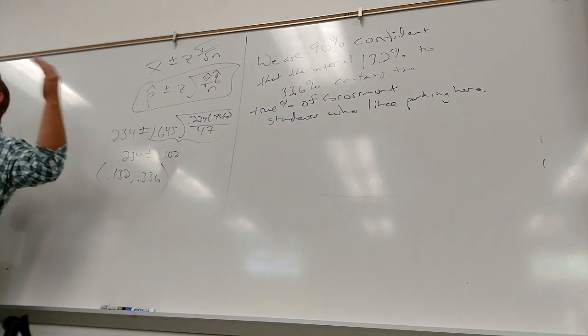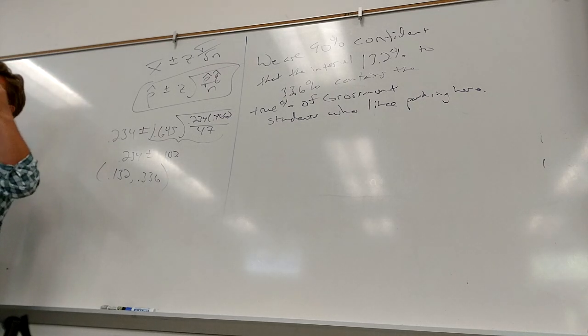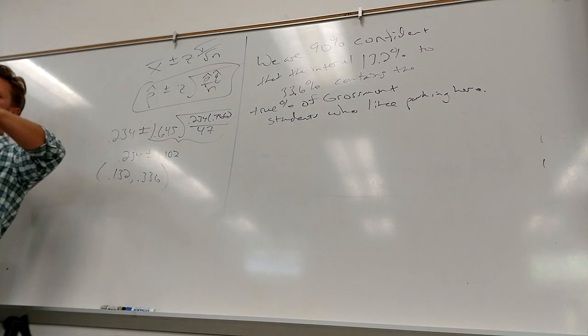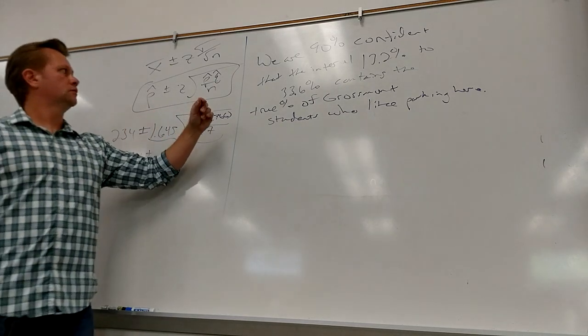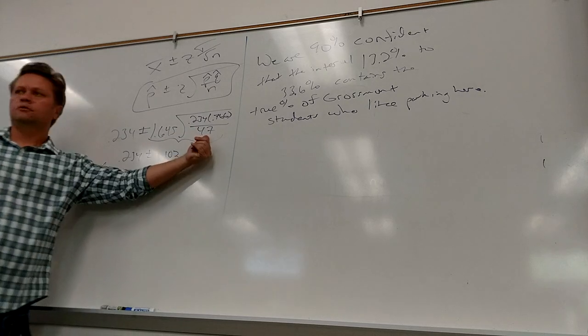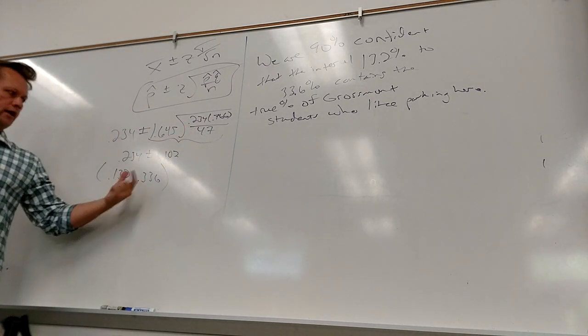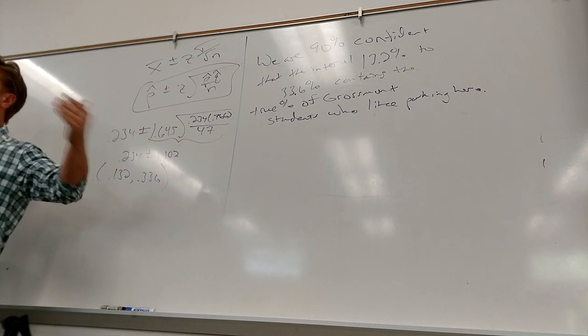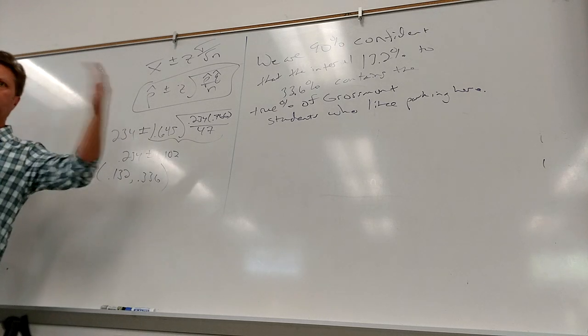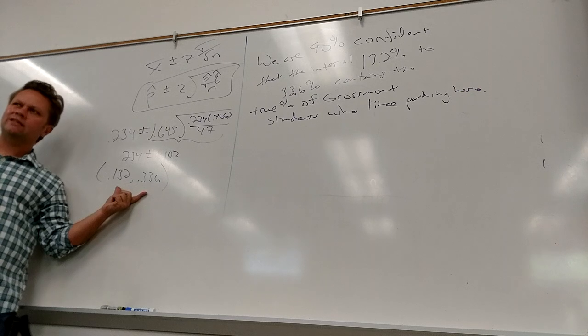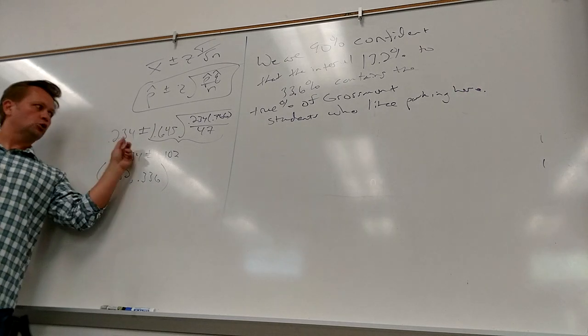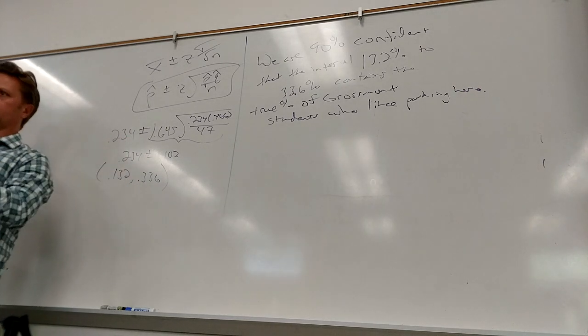How would I make myself more sure about what I calculate? What would I do with my sample? I'd probably make it big. Is this a very big sample? 47? No. So that's why this came out so wide, because I had such a small sample. I'm not going to be that sure about what I see. So the confidence interval gives us an idea about how sure we are about what we found.